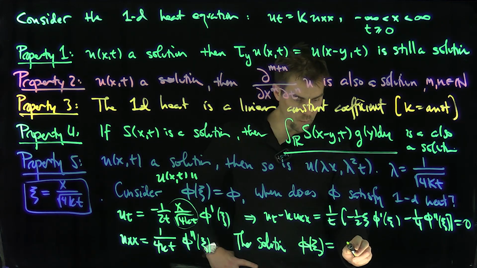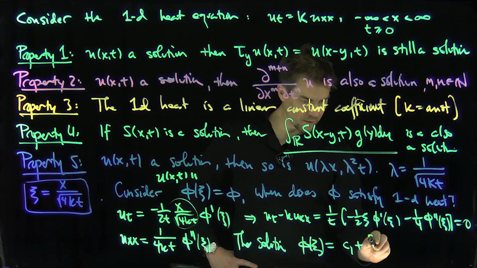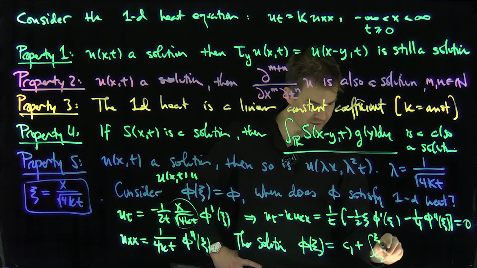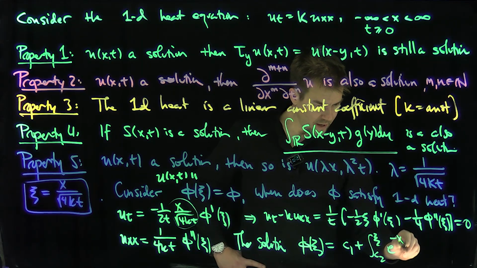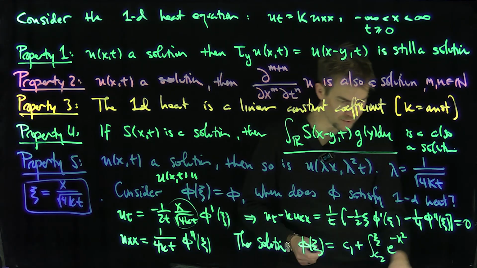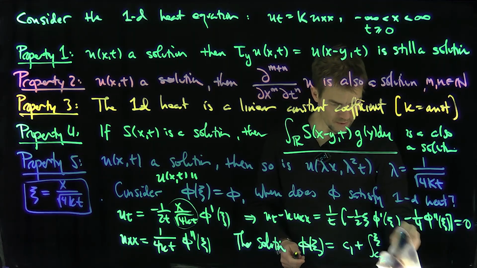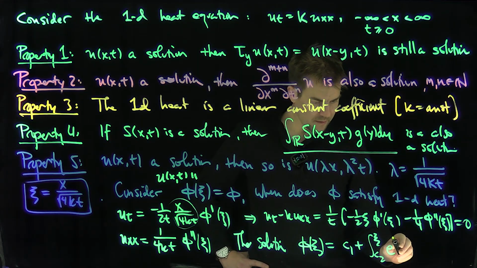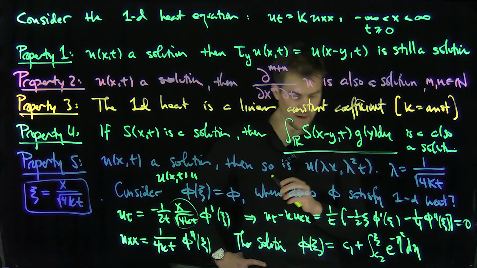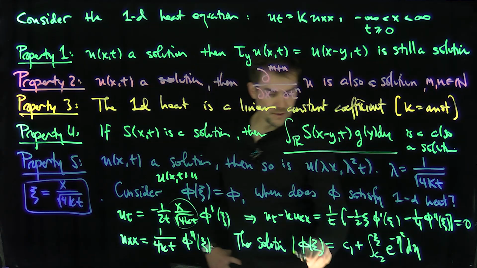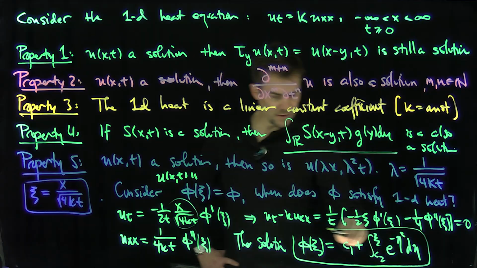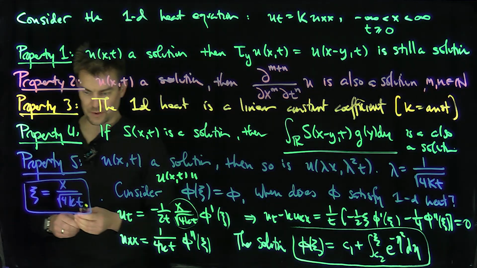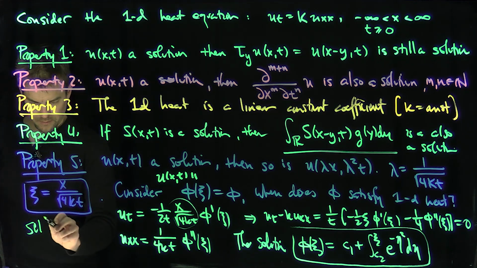It's just going to be a constant c1 plus the integral from a constant c2 up to xc of e to the negative x squared, or I should put a different dummy variable over here. Let's put eta: e to the negative eta squared d eta, okay? So in other words, functions of this form are going to be the self-similar solution. So these are self-similar coordinates.